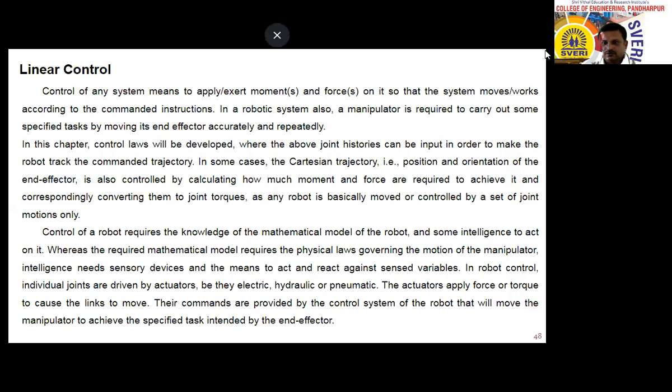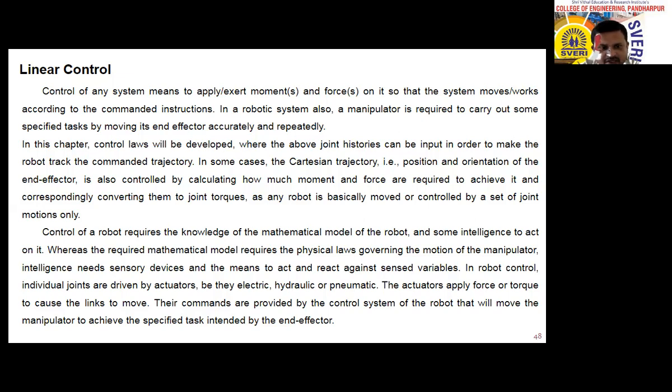Now, what is meant by control? Control of any system means to apply or exert moments and forces on it so that the system moves or works according to the commanded instructions. In a robotic system also, a manipulator is required to carry out some specified tasks by moving its end effector accurately and repeatedly.